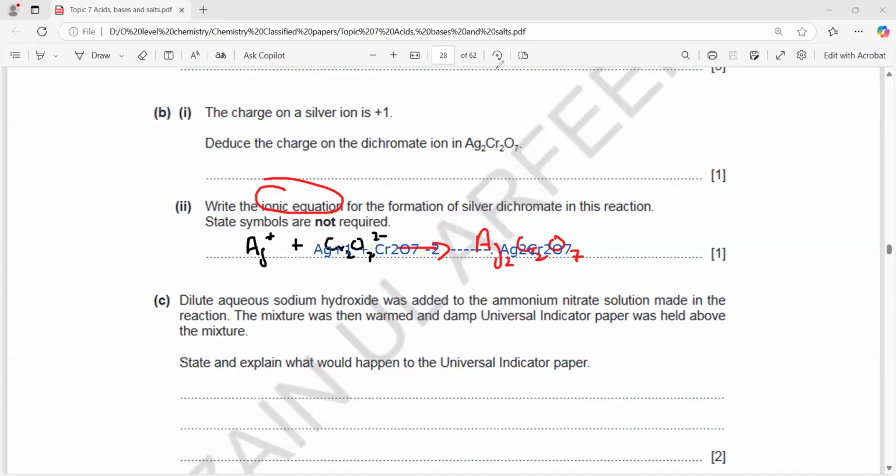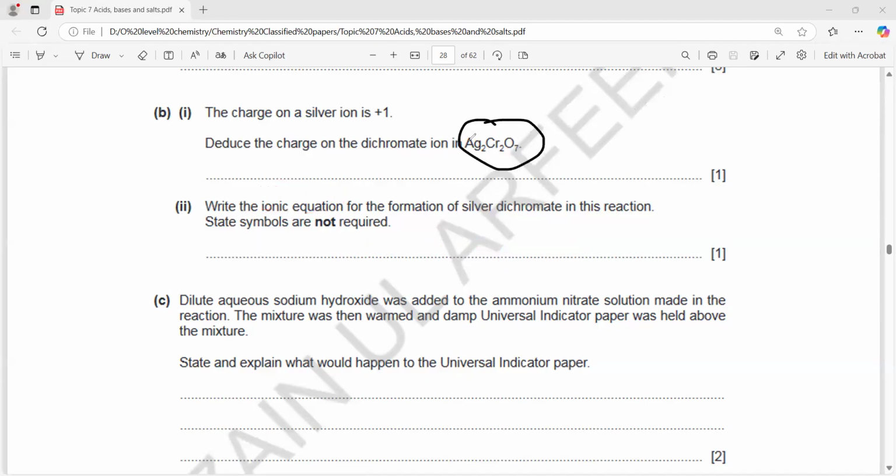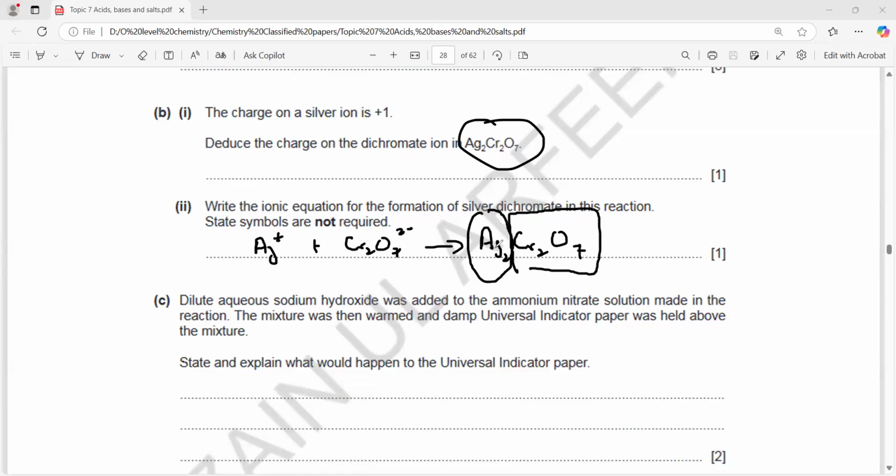So if we want to write an ionic equation for the formation of any solid, let's say I want to write an ionic equation for silver iodide. So what are the ions present? It contains a silver ion and it contains an iodide ion. That's an ionic equation. Same thing, if I want an ionic equation for silver dichromate, which is Ag2Cr2O7, what are the ions present? It contains a silver ion and it contains a dichromate ion. This is the dichromate ion, and this is the silver ion. They combine with each other to form silver dichromate.